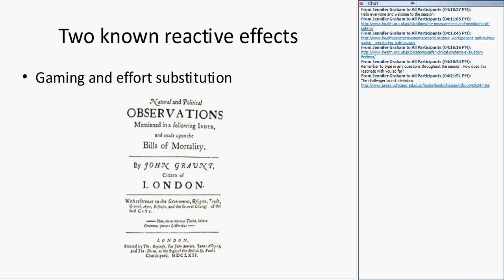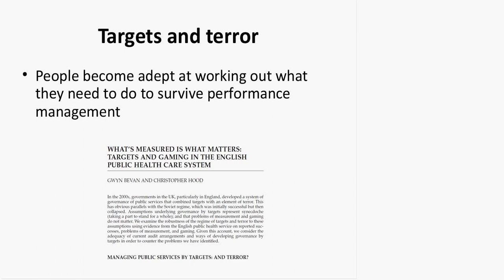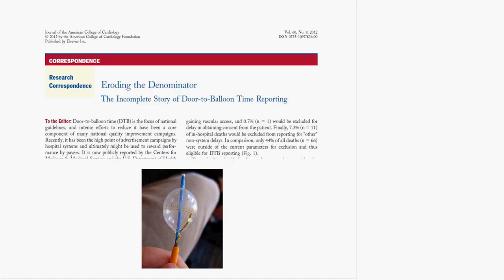And so there are two reactive effects that are particularly important in patient safety. One of them is gaming, and that's been widely discussed in the literature, but the second is effort substitution. The problem of gaming goes back a very long time, back in fact to the plague, when they were trying to count plague deaths and people who had those infected with the plague in their houses, and the data was not always great. But it can occur particularly when people are held to account for targets that are very difficult to attain by other means. And Gwyn Bevan and Christopher Hood's paper on targets and terror, I think, has lasting relevance to understanding the pernicious effects of those kinds of targets, but also understanding that gaming is a really important problem.